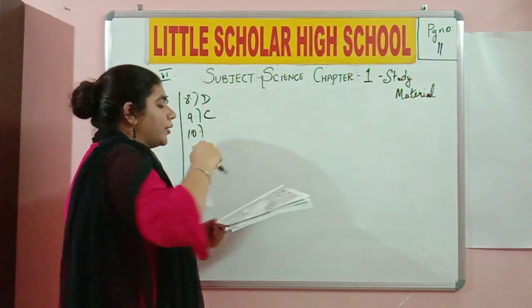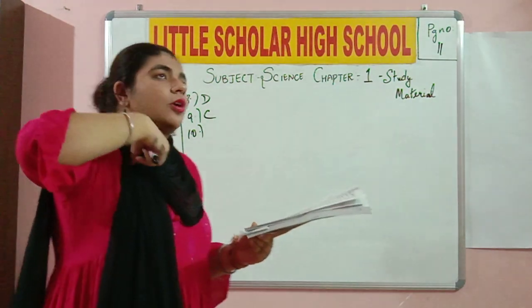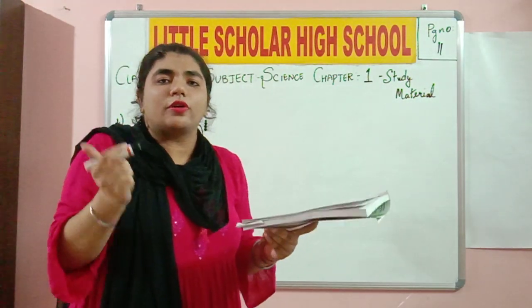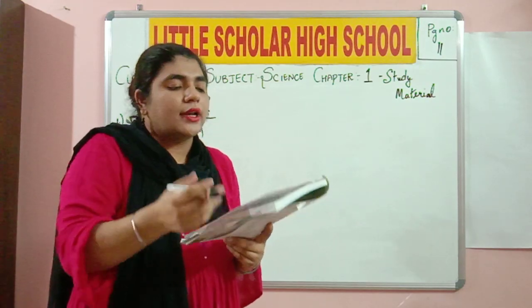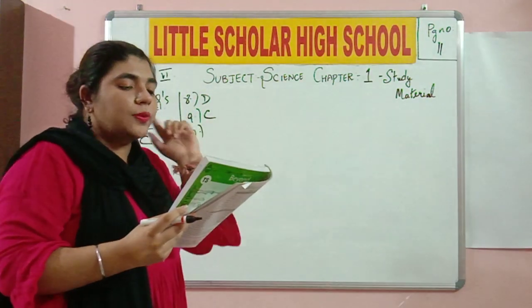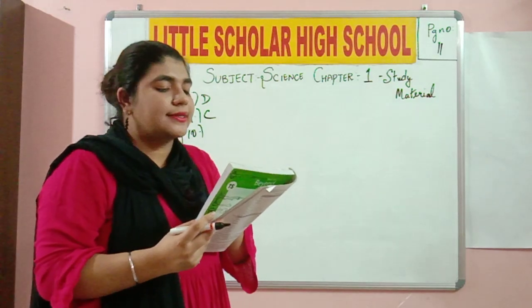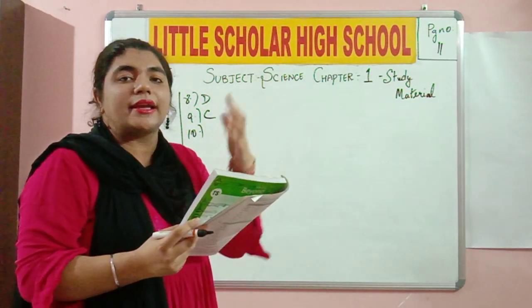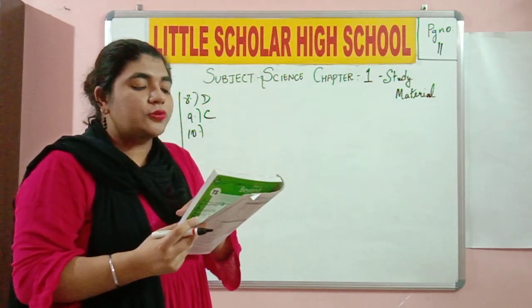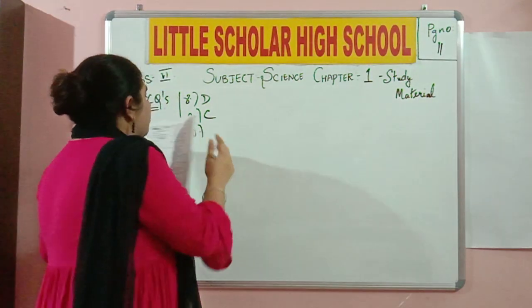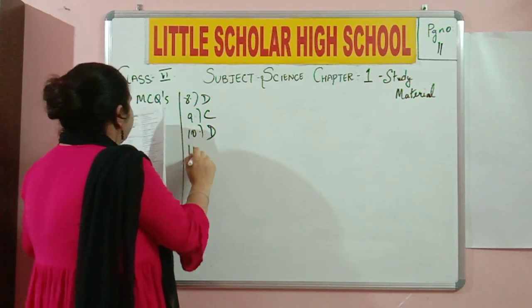Tenth one, preservatives are used for. Why are preservatives used? So that your food lasts for a longer duration of time, they remain fresh. Let's look at the options over here. Preservatives are used for fast cooking, yes. Enriching the taste, this means enhancing the taste. To preserve food for some time, of course. Option D, all the above. So it is D, all the above.